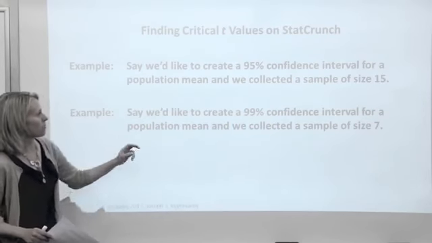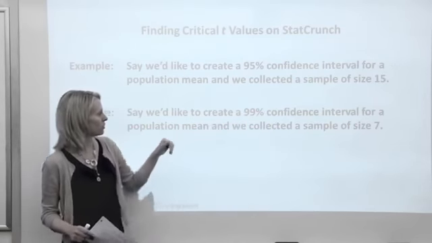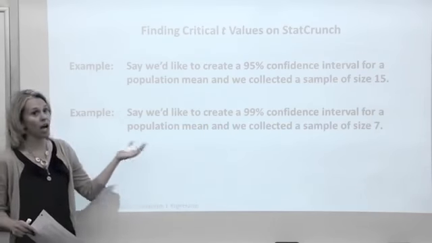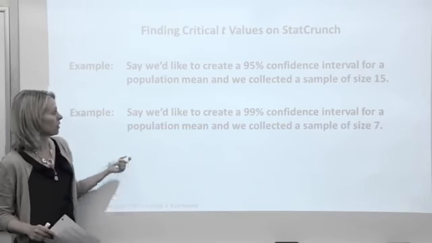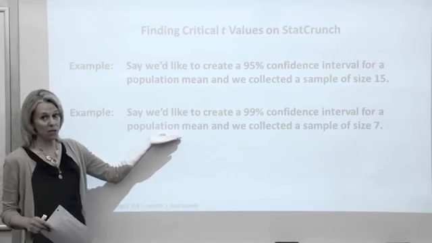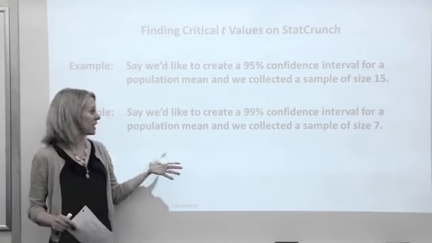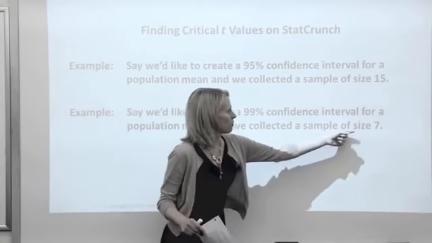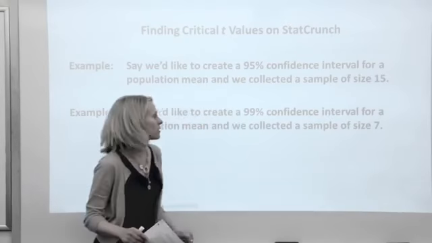In the second example, we'll switch up the confidence level. We'd like to create a 99% confidence interval. Again, still a population mean problem. This is why we need t. And we'll vary the sample size. This time we'll make the sample size 7.